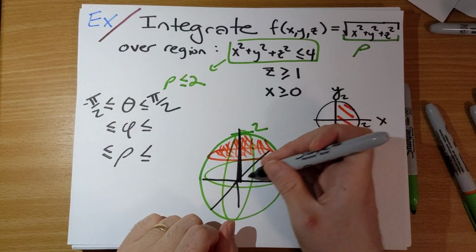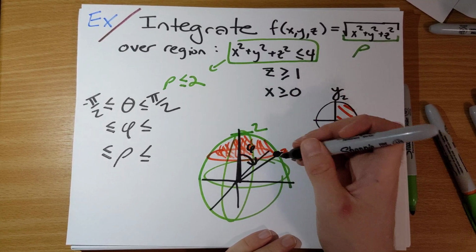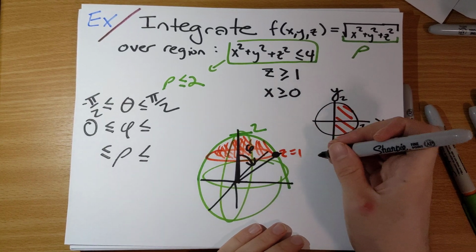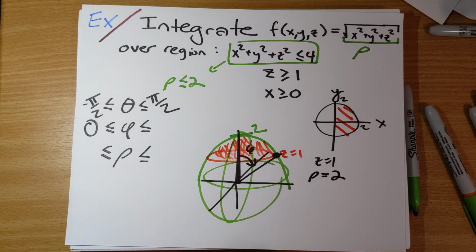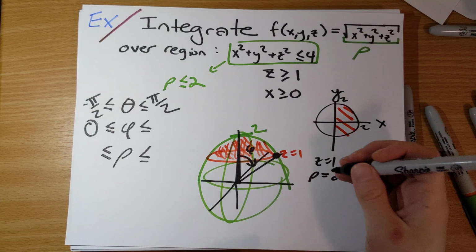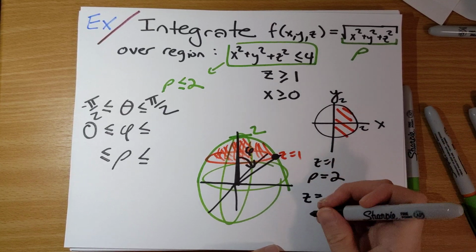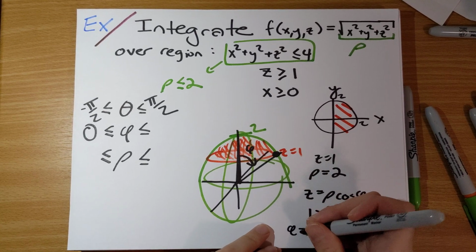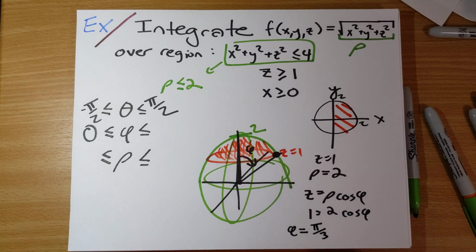So to figure out our phi bounds, here are the phi angles that we have to worry about. Phi, the smallest it can be is 0. The biggest it can be, well, this point right here has z equal to 1. It also has rho equal to 2. But we know from our spherical coordinates conversion that z is equal to rho cosine phi. So z is 1, rho is 2, so 1 equals 2 cosine phi. Cosine phi is 1/2, and so this corresponds to phi equal to pi over 3 radians.